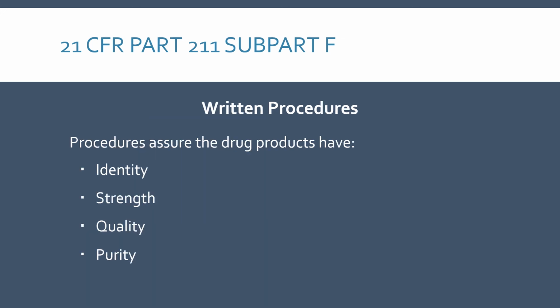And at the end of the day, written procedures' main goal is to ensure that the products that we produce have the identity, the strength, the quality, and the purity that we advertise that they have. Our procedures get us to that end product, so it's extremely important to make sure at the end of it we compare our products to have the identity, strength, quality, and purity that they're advertised to have.